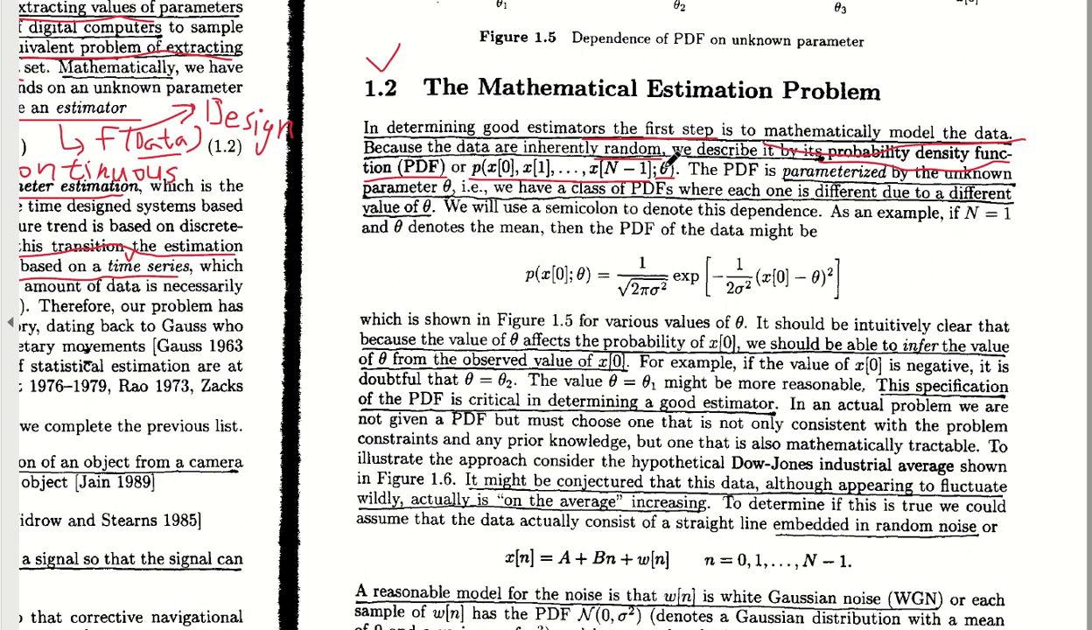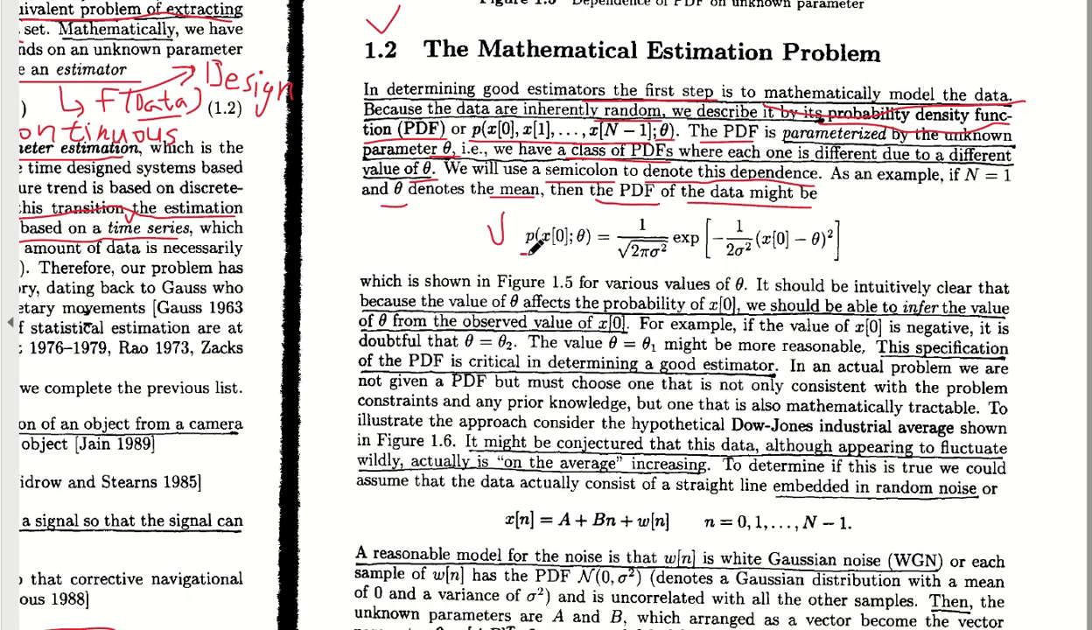So this is theta dependent. The PDF is parameterized by the unknown parameter theta. That is, we have a class of PDFs where each one is different due to a different value of theta. So we'll talk about this by the following example. We will use a semicolon to denote this dependence. As an example, if N is equal to 1 and theta denotes the mean, then the PDF of the data might be like this.